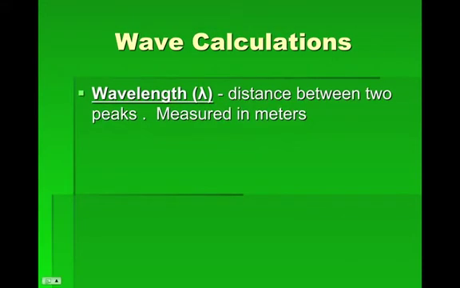Okay, so wave calculations. We have a couple of formulas that I'm going to show you guys. And I'm just going to identify some of your variables now. A wavelength is the distance between two peaks if you're talking about a transverse wave. And in this particular section, it's measured in meters. And so if you had a wave, a wave would look like this.